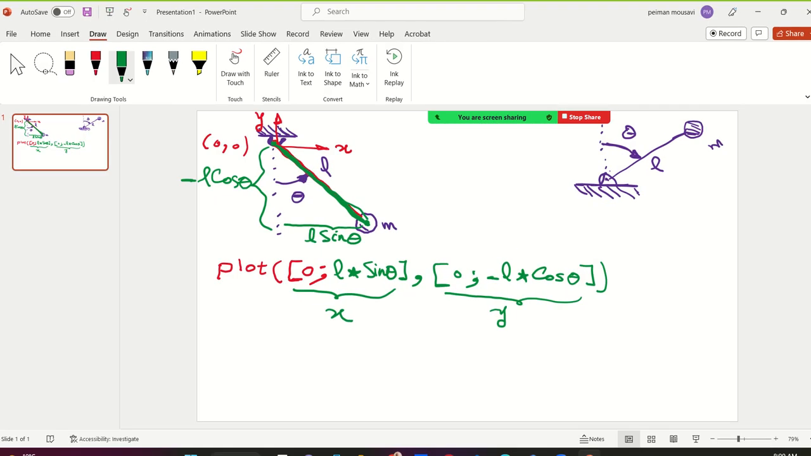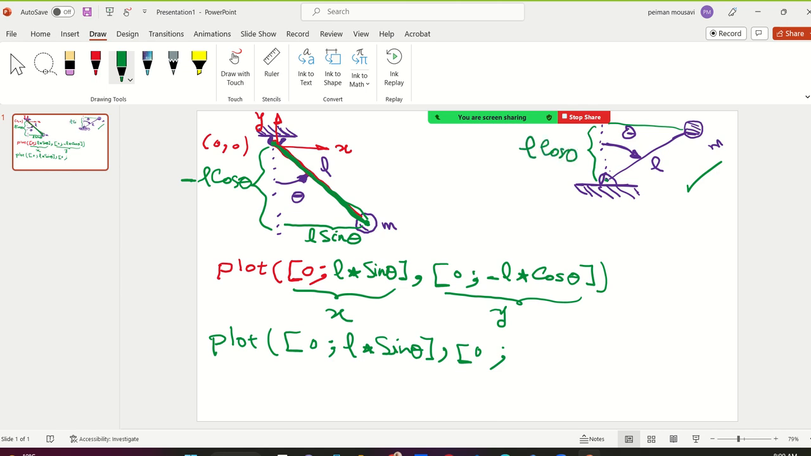Okay, so we plot the line. Now when I want to do this in the code, I'm going to put the same plot. x of this point 0, x of this point is going to be again L sine theta, y of this point, and y of this point, but plus, because this is about that here, L cosine theta. Understood? Yes?